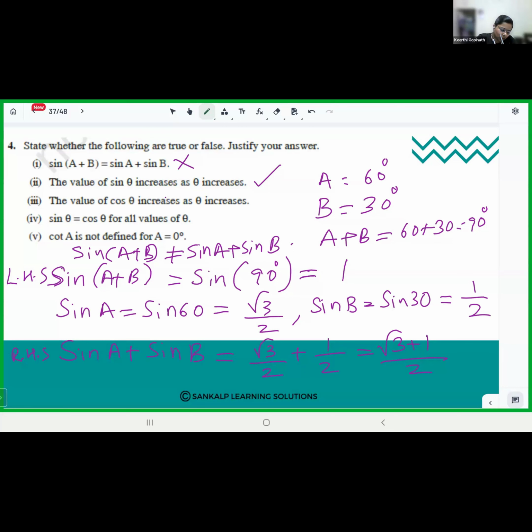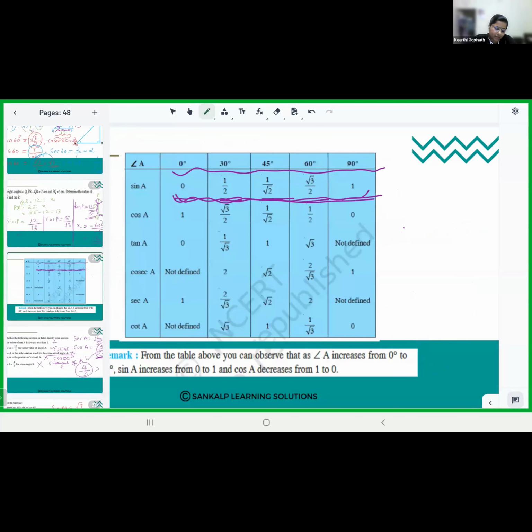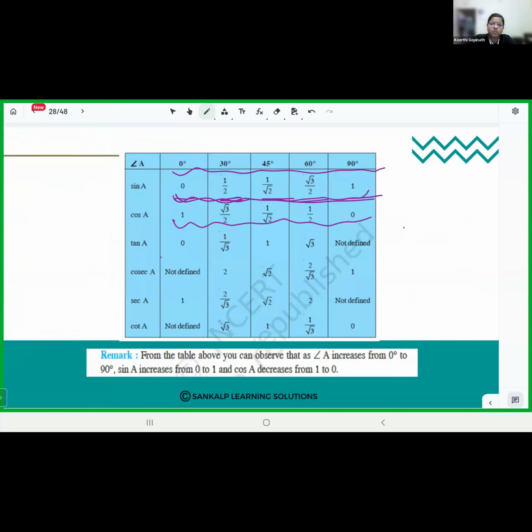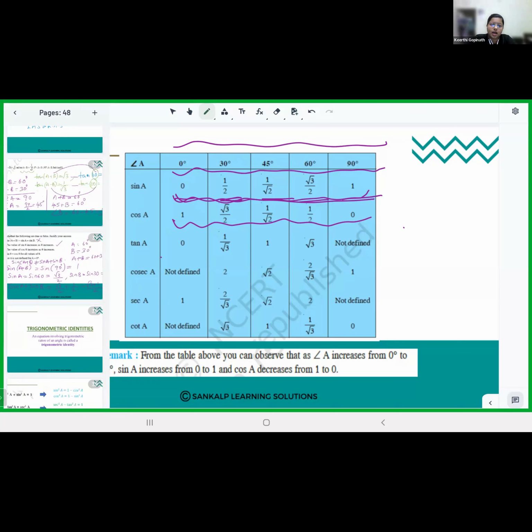Once again, I'll show you the table. We can observe from the table that as theta increases, what is happening to the value of cos? It is decreasing from 1 to 0. So can you say the third statement is true or false? It is false. The value of cos theta decreases as theta increases.